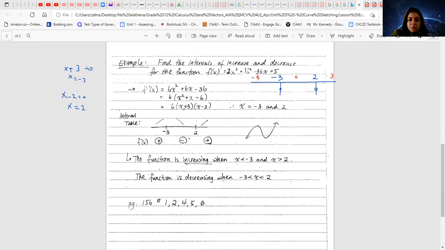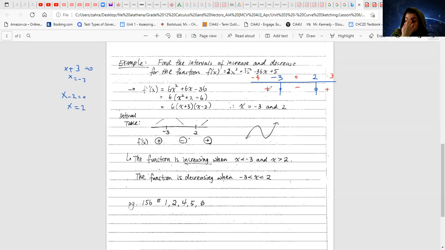Then you do it. So here's 0. If I put 0 here, 0 plus 3 is 3. 0 minus 2 is negative 2. Negative 2 multiplied by 3 is negative 6, multiplied by 6 gives you a negative number, right? So between negative 3 and 2, it's negative. I put 3. 3 plus 3 gives me a positive number. 3 minus 2 gives me a positive. So positive multiplied by positive is positive. If you put negative 4, negative 4 plus 3 gives you a negative number for this bracket. Negative 4 minus 2 gives you a negative number here. Negative multiplied by negative is positive. So put the positive here.